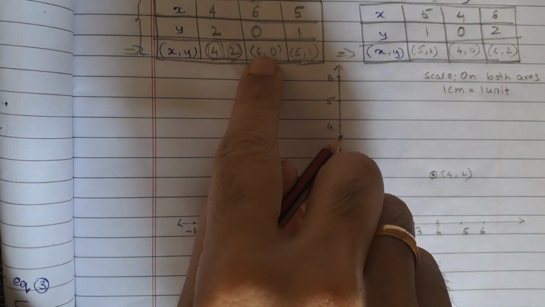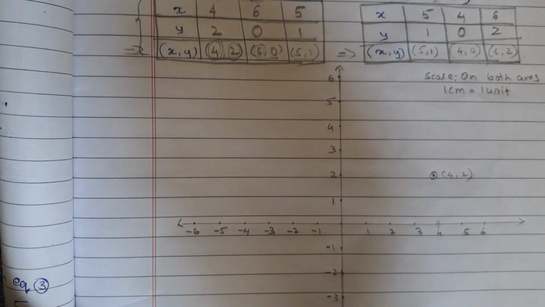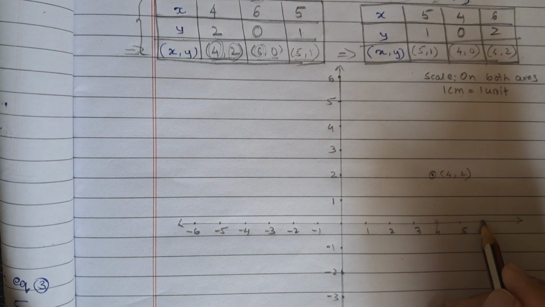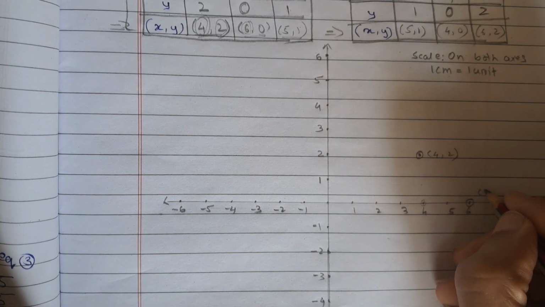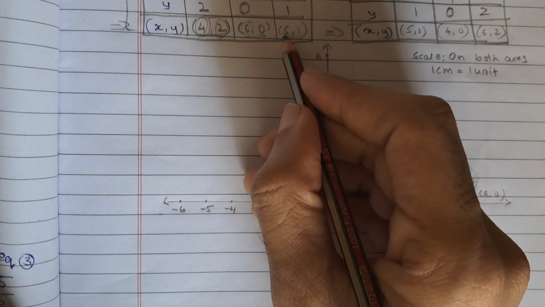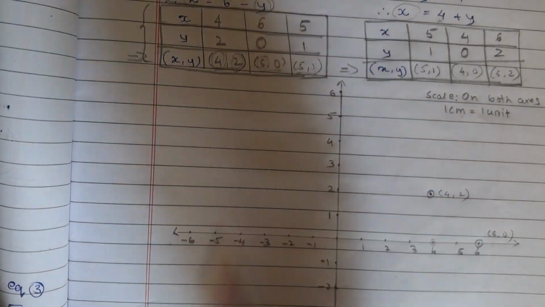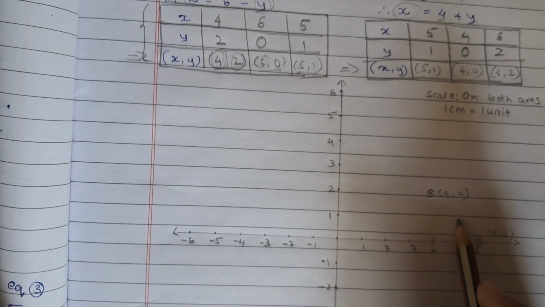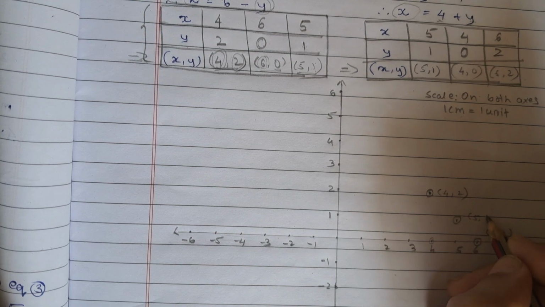Similarly, 6 comma 0 means what? On the x-axis, look for 6 and go 0 steps upwards. That means I will look for 6 on the x-axis, and 0 steps upwards means I don't have to move anywhere. I just have to stand over there. So that is my 6 comma 0. And finally, 5 comma 1 means on the x-axis look for 5 and then move 1 step upward. So it is somewhere over here. So this is 5 comma 1.